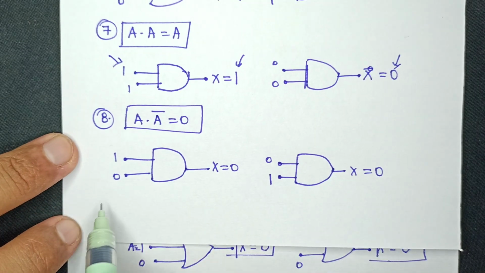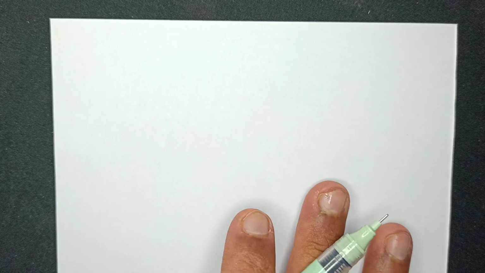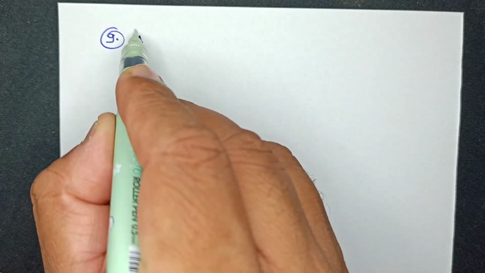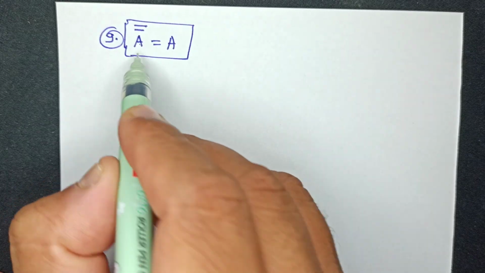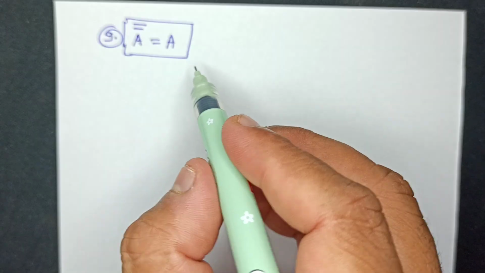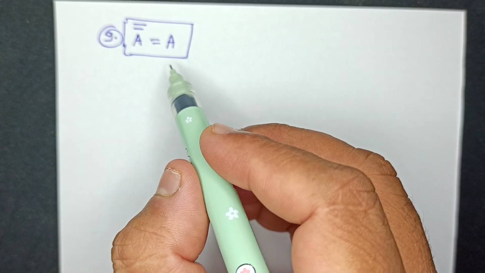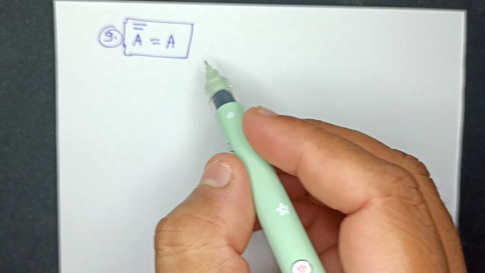Now let us take rule number 9. There are 4 more rules left. Let's quickly finish it off. Rule number 9 says that the value of a double bar is always equal to a. What is happening here is that this rule states that a double complement of the variable is always equal to the variable if we start with the variable and complement or invert it once.